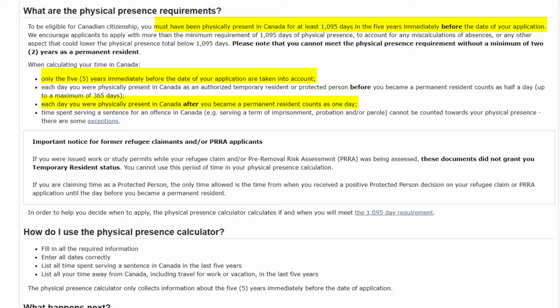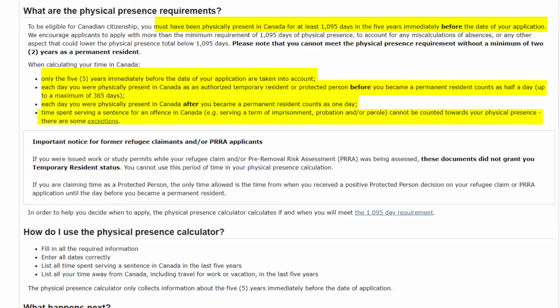During this period, every day spent in Canada as a permanent resident counts as a full day toward meeting this requirement. Every day you spend in Canada as a temporary resident or protected person before you become a permanent resident counts as half days up to a maximum of 365 days. Therefore, in order to get the maximum 365-day credit, you need to be physically present in Canada as a temporary resident for 730 days during your eligibility period.